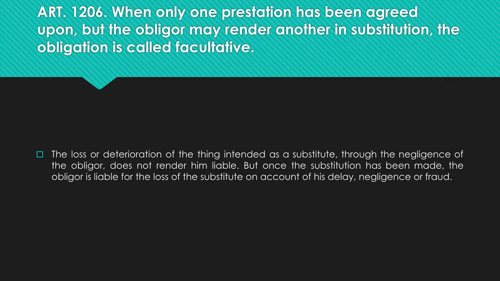Okay? So, again, kung wala pa yung substitution, hindi pa nangyari, even if nag-deteriorate yung thing, okay, and even if it was through the negligence of the debtor, hindi pa siya liable nun. Pero kung nangyari na yung substitution, yung sinasabi dito, once the substitution has been made, the obligor is liable for the loss of the substitute on account of his delay, negligence, or fraud.